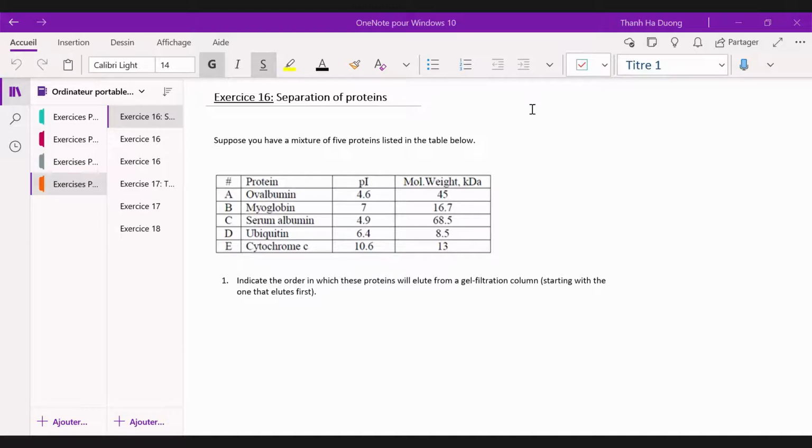So suppose you have a mixture of 5 proteins in this table. You have the indication of the molecular mass, the weight of the proteins, and the isoelectric point. The first question: indicate the order in which the proteins will elute from a gel filtration column, starting with the one that elutes first.